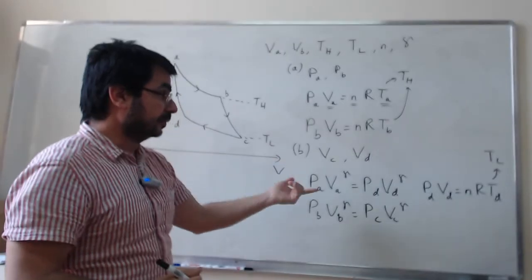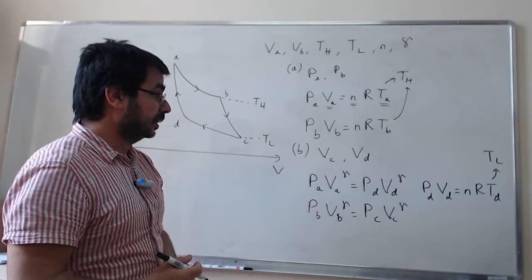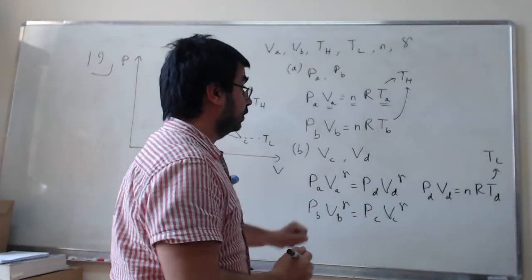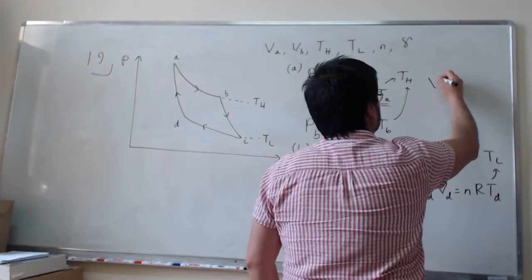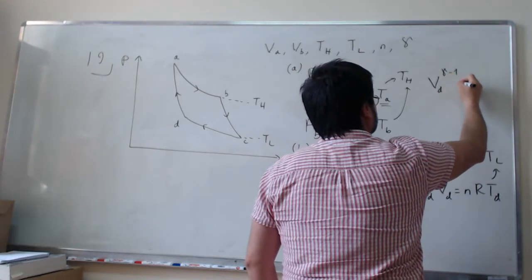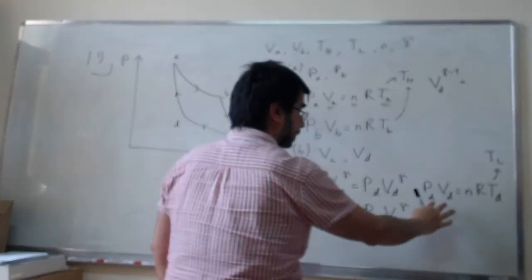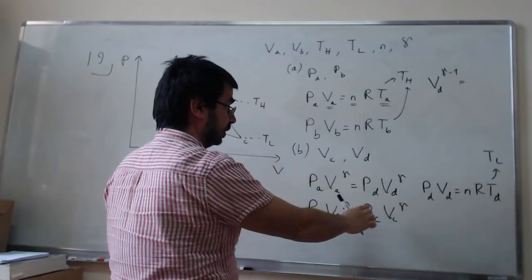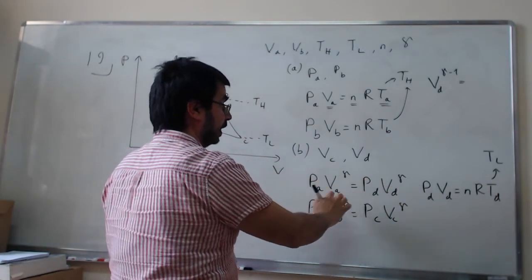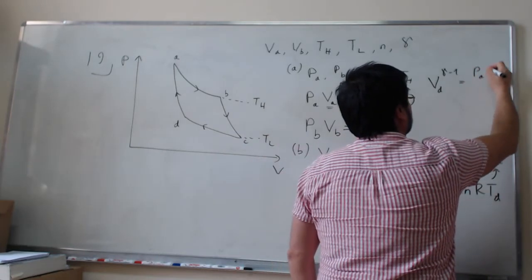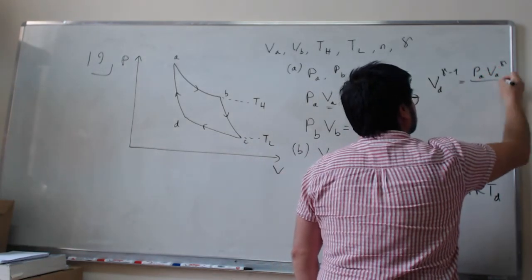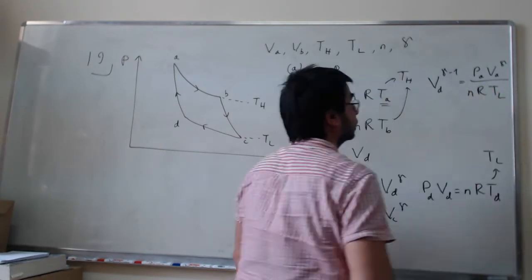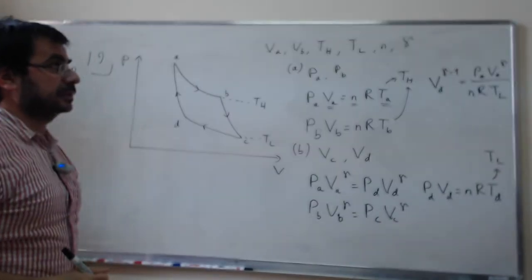In fact, if you divide them side by side, then we can eliminate PD, and we would get something like VD to gamma minus 1. So I'm taking this, dividing it by this. PD is cancelled. I get VD to gamma minus 1. On the right hand side, I'm going to take PA VA to gamma divided by N R T low. And everything on the right hand side is actually known.